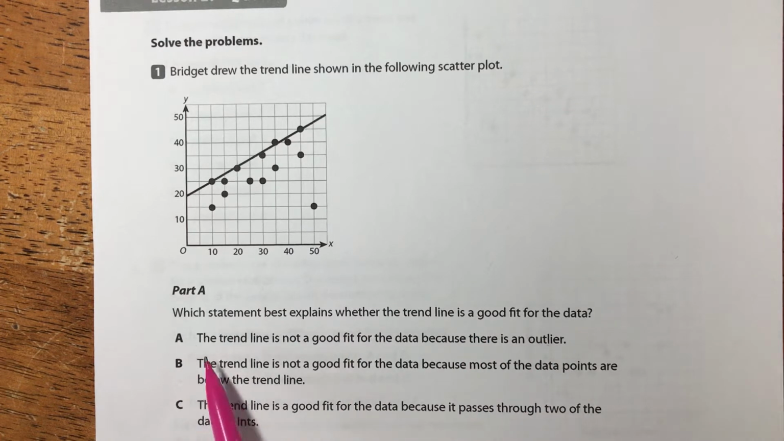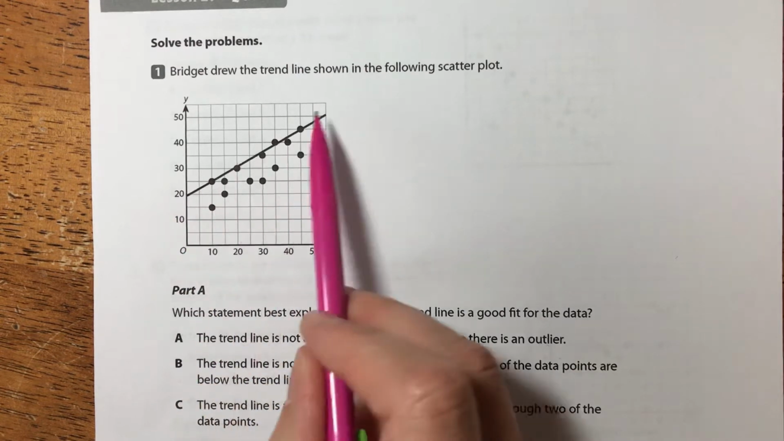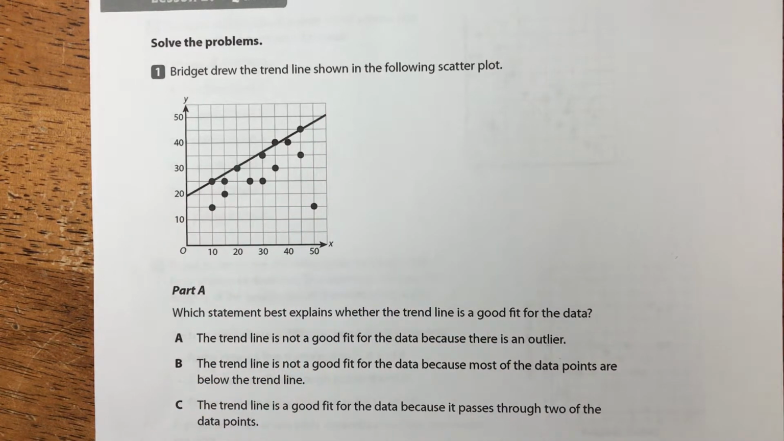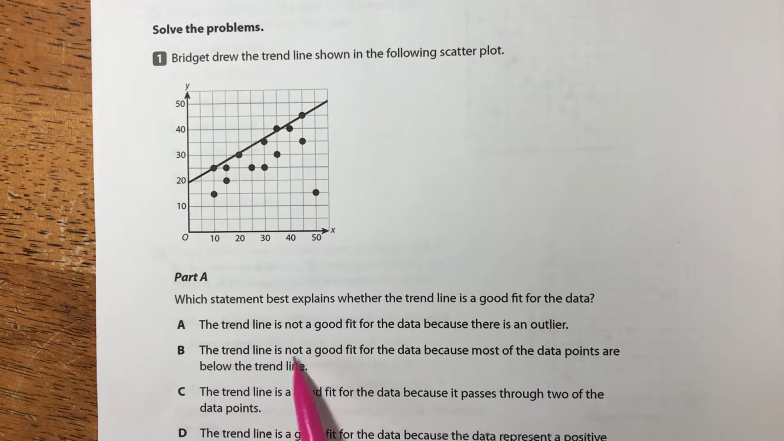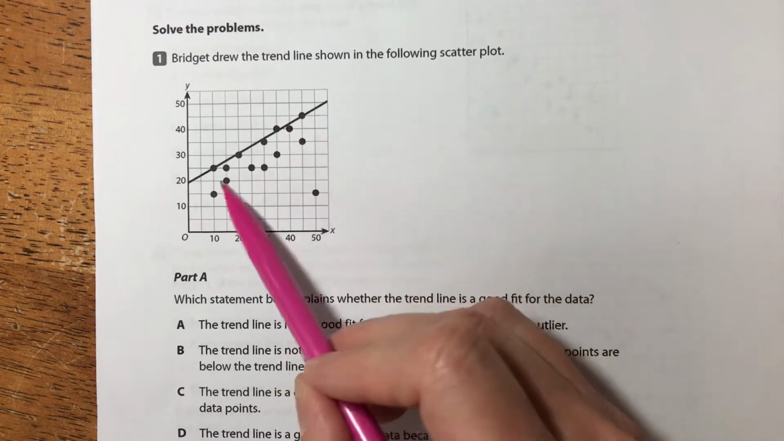Okay, A says the trend line is not a good fit for the data because there's an outlier. Okay, do you see the outlier? I see it, it's here. So they're saying this trend line is no good because there's an outlier. B says the trend line is not a good fit for the data because most of the data points are below the trend line. So they're saying, nah, they don't think it's good because most of the points are down here below it.